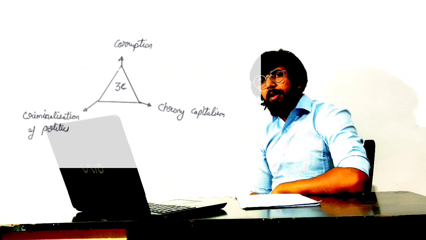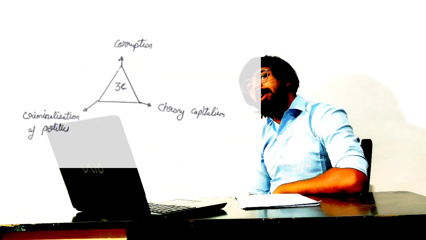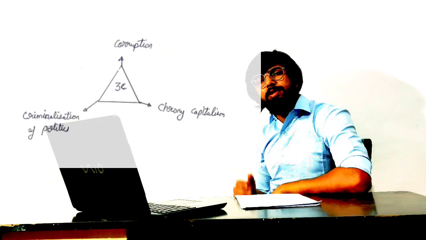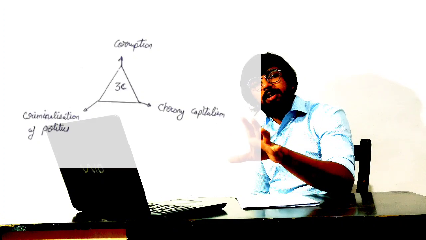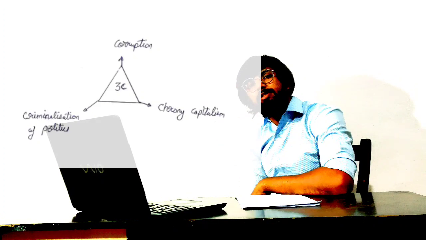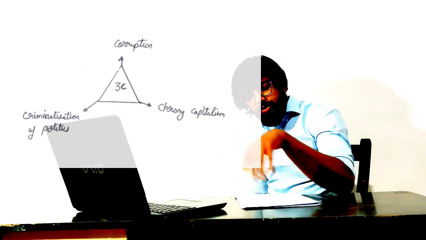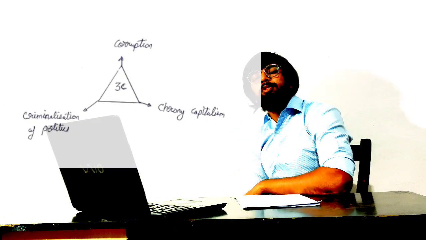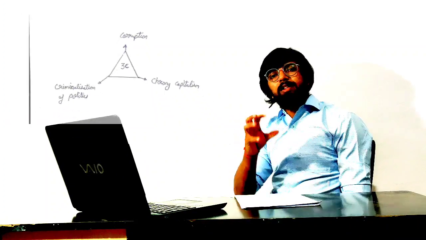The next example I have given is 3C. What does this 3C stand for? Corruption, crony capitalism, criminalization of politics. How can I use it? What are the problems, the challenges that the Indian economy is still facing? This is the challenge, right? So what are the negatives in the Indian political system? These are the negatives in the Indian political system. So this is how you can use such small frameworks in your answers so that they look attractive even and comprehend the whole answer.